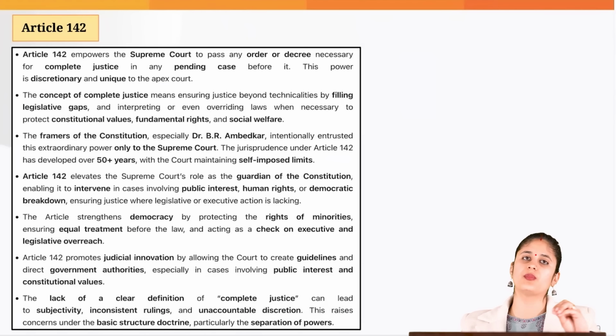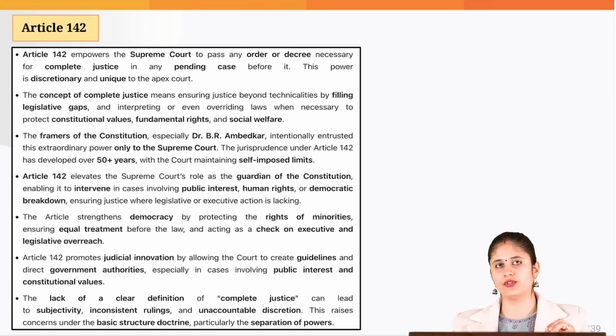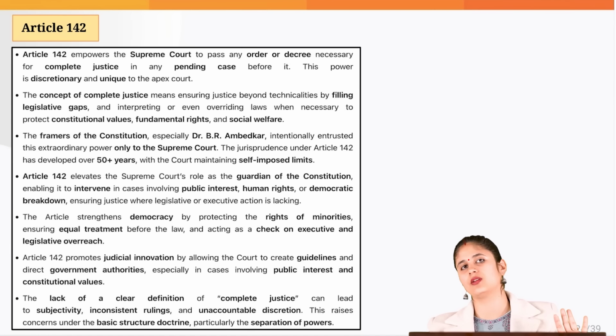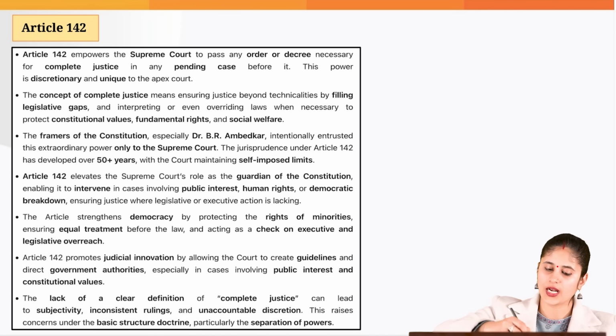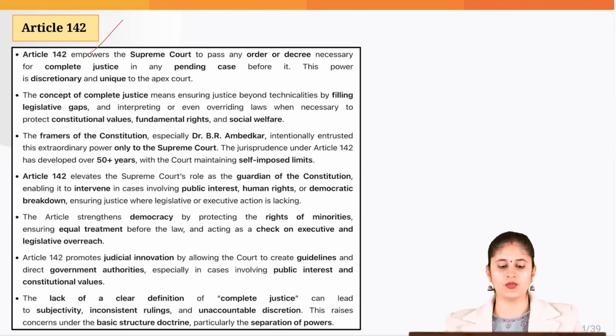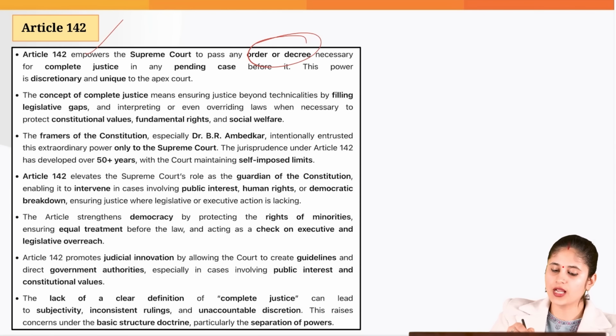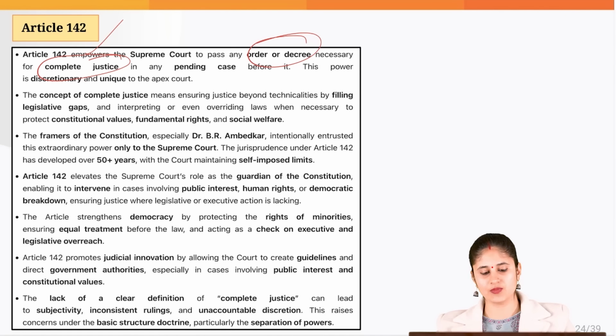Now, what is important from our prelims perspective is, what is this Article 142? Because in this respect, UPSC has already asked a question. So, when you talk about Article 142, this empowers the Supreme Court to pass any order or decree to basically ensure complete justice in any pending case before it.